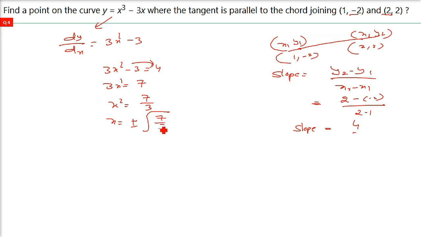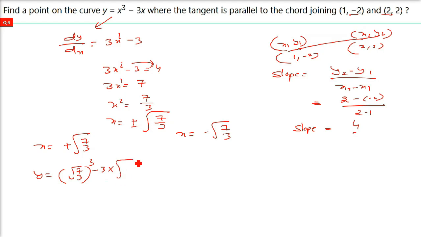It can be positive also, negative also, because a negative square will be positive only. So we have to take two cases here. When x is equal to under root 7 by 3, what will be the value of y? And when x is equal to negative under root 7 by 3, what will be the value of y? So y if x is under root 7 by 3 will be under root 7 by 3 whole cube minus 3 into under root 7 by 3. Here also y equals negative under root 7 by 3 whole cube, minus 3 into negative under root 7 by 3.